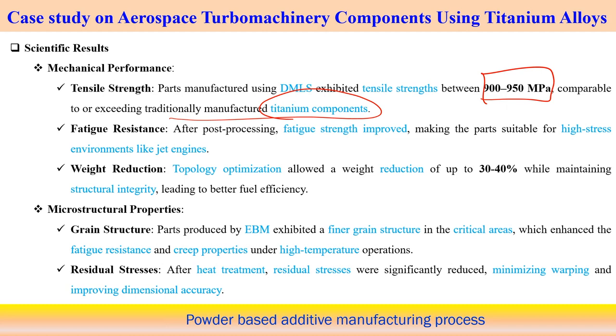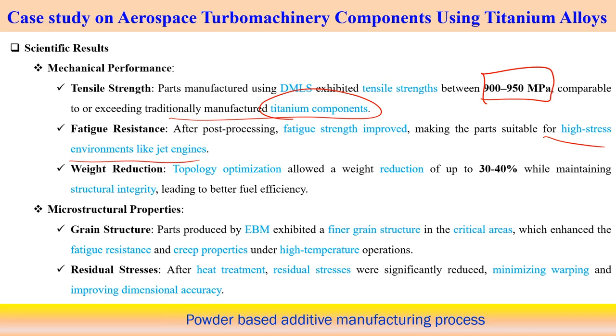Second is the fatigue resistance. After we perform the post-processing, fatigue strength is improved, making the part suitable for high stress environments like the jet engine. We tested the fatigue performance of the component, and even when subjected to a high stress environment, it is able to sustain. So basically we need to measure the mechanical performance in terms of fatigue resistance in this case.